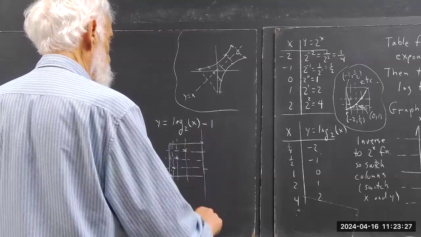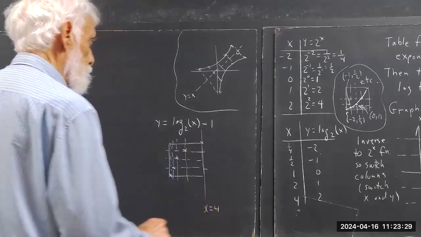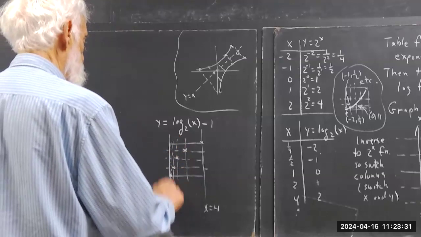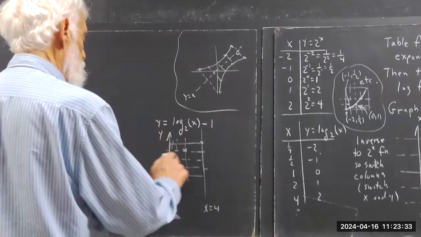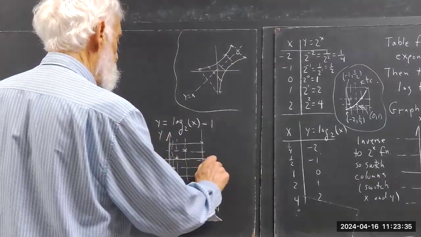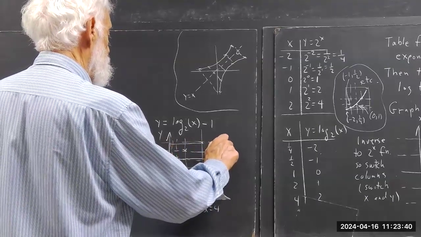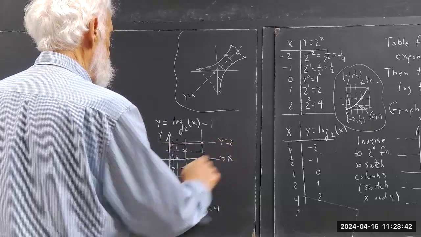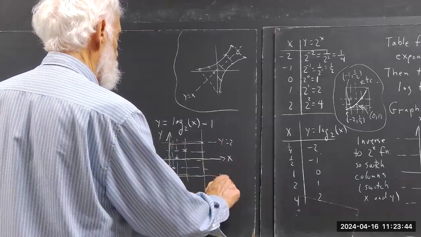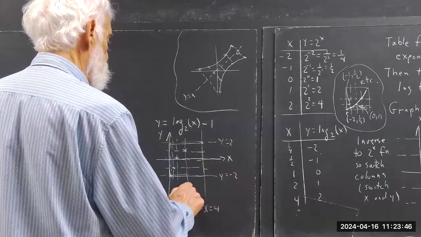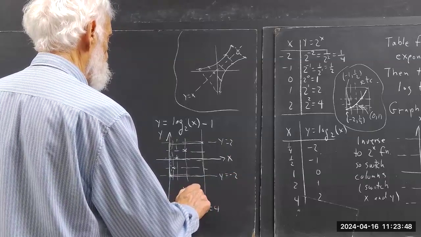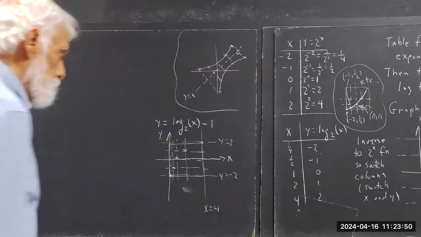Now here is x equals 4. Here's my y-axis. Here's my x-axis. Here's the line y equals 2. Here's the line y equals -2. Here's the line where x equals 0, and so forth.